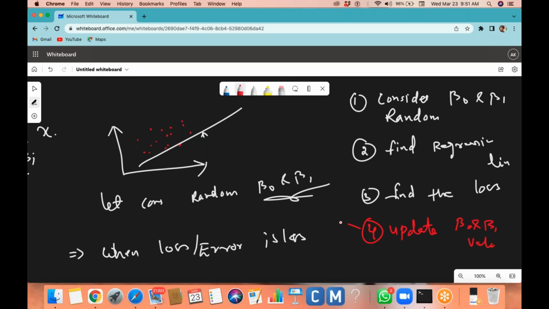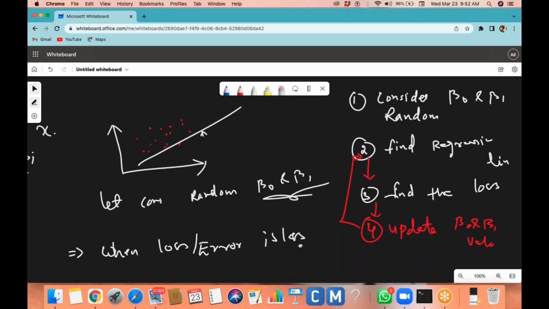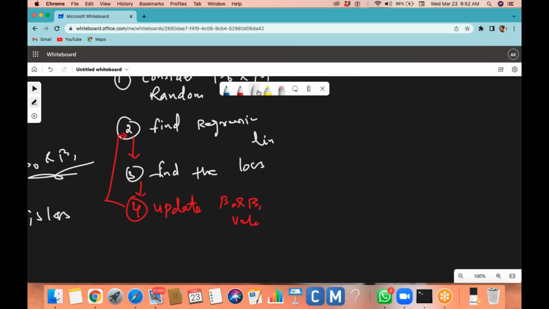After updating these values, again we go for the second step, and again the third, the fourth, and so on. After you update the beta naught and beta 1 values, again we need to find the regression line, the new regression line, then find the loss, and then update the beta naught and beta 1 values. This keeps going on until when? In two cases this loop can be stopped.